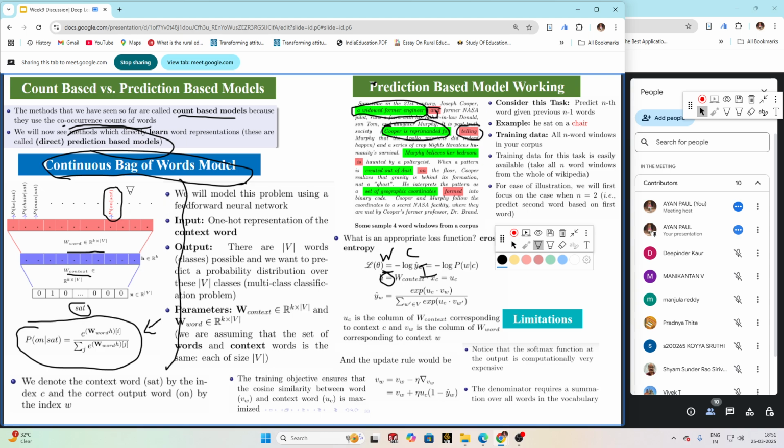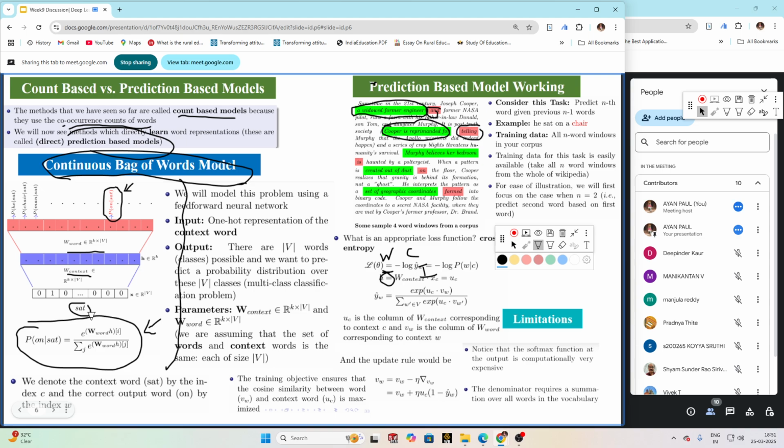So we have to see the probability of each word that will be coming, and the probability will be maximum for the word on, because we all know that after sat there will be on coming: sat on chair, sat on bench, sat on ground, like that. So after sat we always get this word on. So we are modeling our neural network like that.